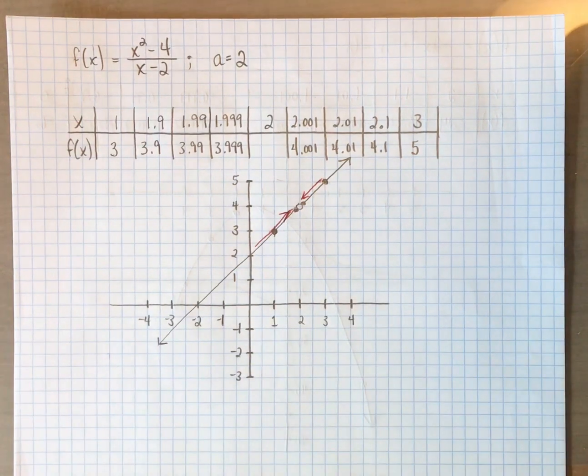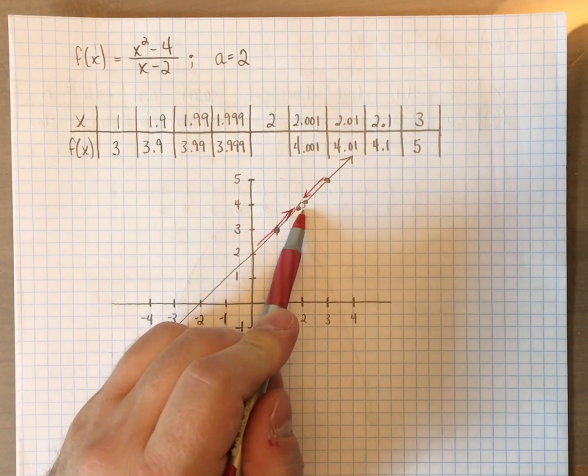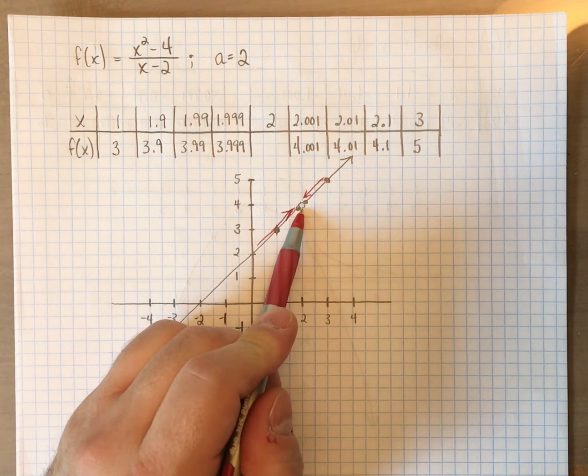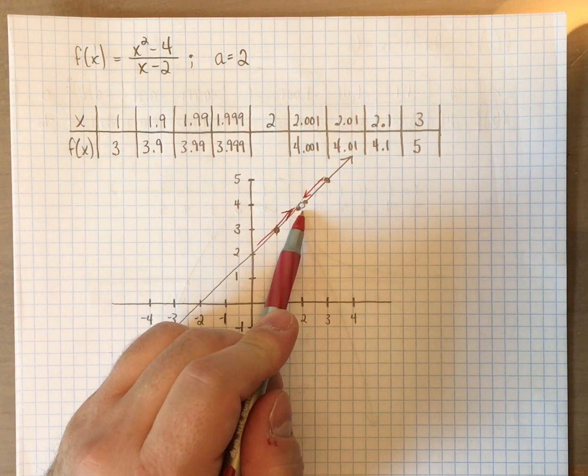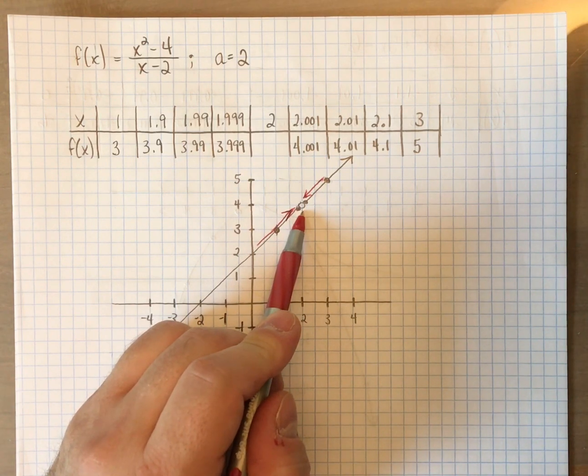If you can trace the graph from the left side of the target value towards the target value, and you can trace the graph from the right side of the target value towards the target value, the 2 tracings should come together at a single point. Now, whether or not there's an actual point there is another story. As the definition of a limit was established in the previous lesson, the existence of the function at the target value is not required. It may exist there, it may not.